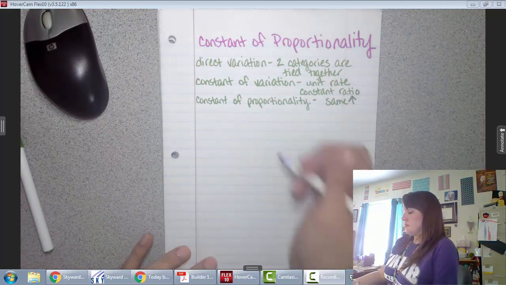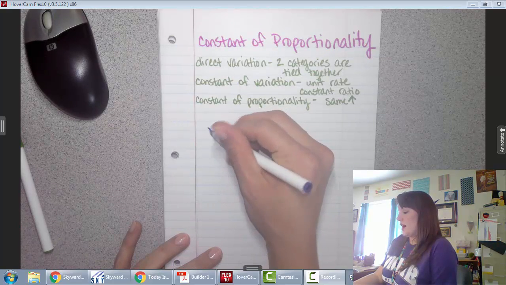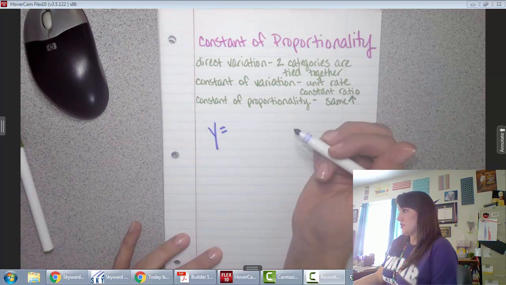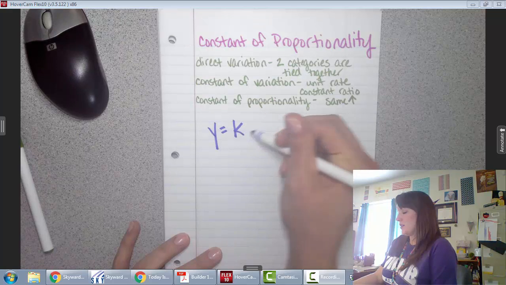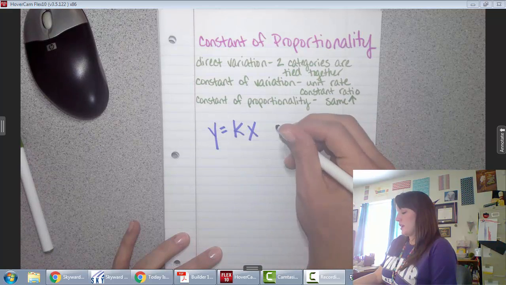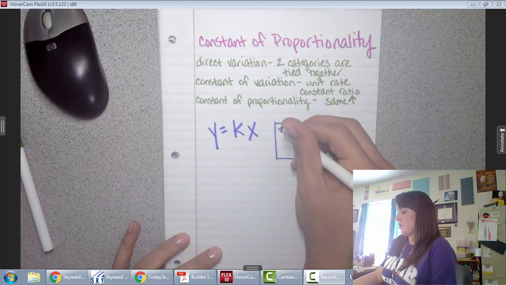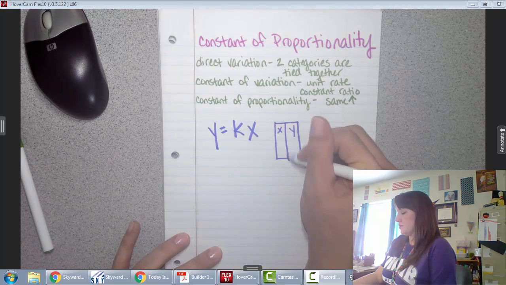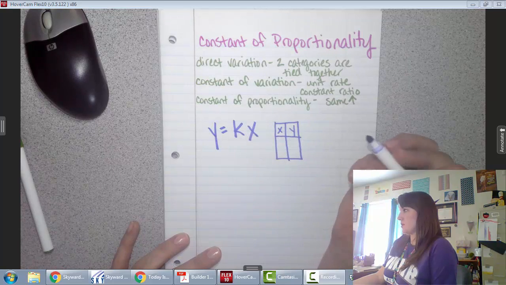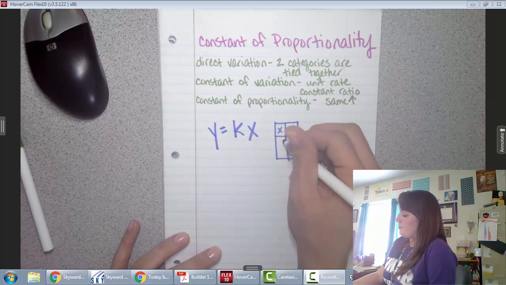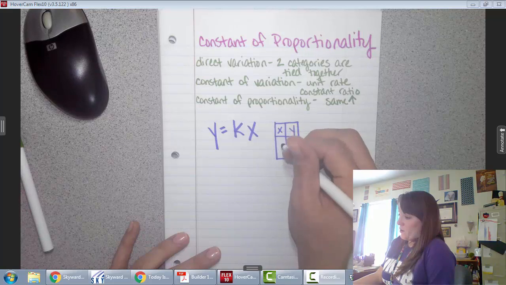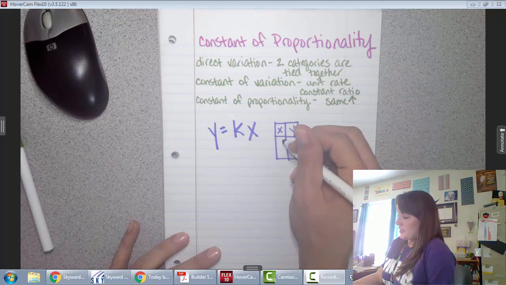The formula is y equals kx. What is that? Here's where it comes from. I'll show you. Your x and your y are from your table. Remember yesterday we talked about tables? Remember, x was the independent variable.